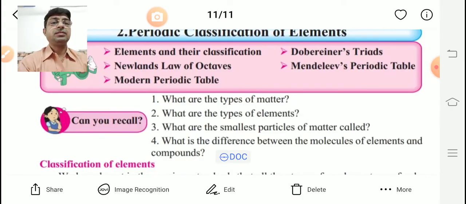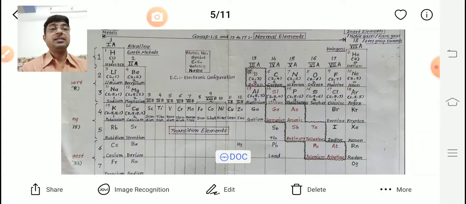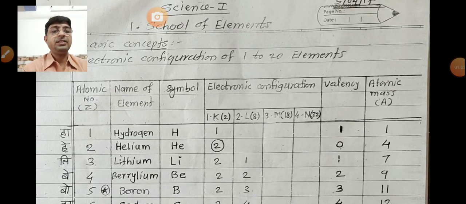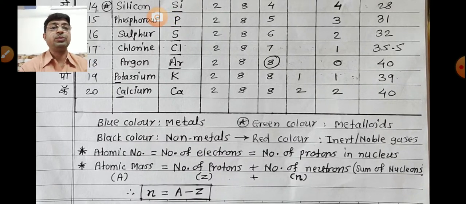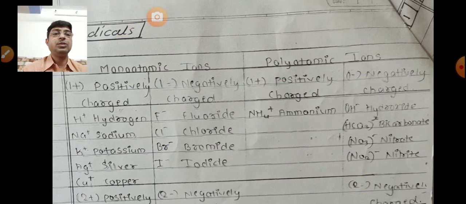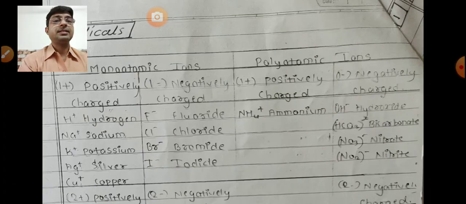Before we start lesson number 2, we revise some basic parts. We require the electronic configuration of elements 1 to 20 that we already learned in standard 9. So write this table as it is in your 10th standard notebook. Also, we require the radical table that we also learned in standard 9. So write this table also in your notebook from the standard 9 textbook.